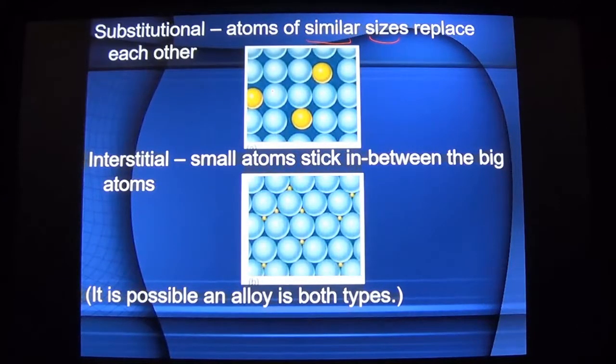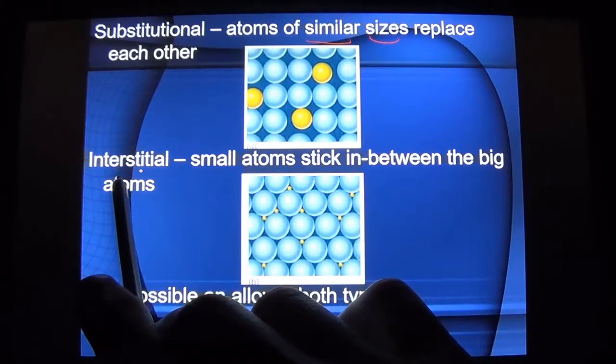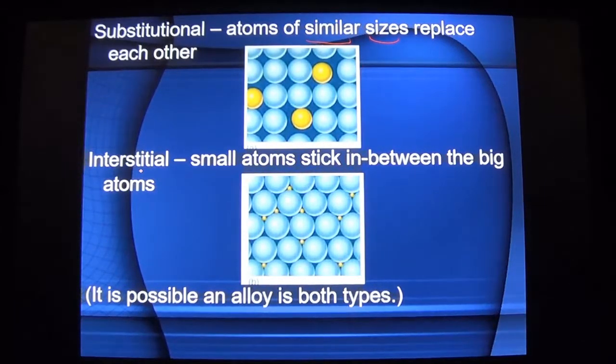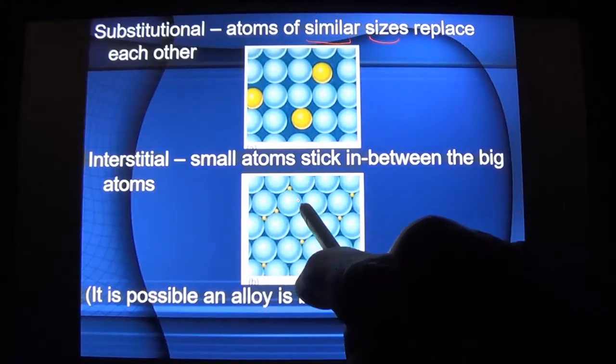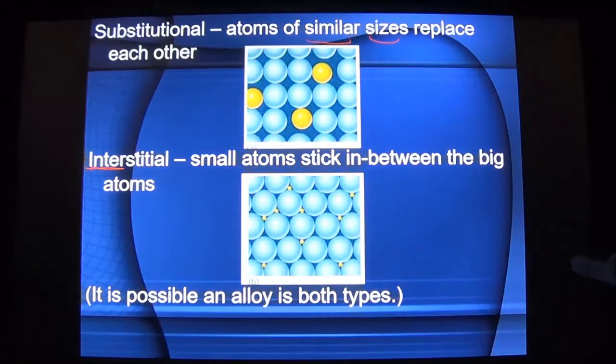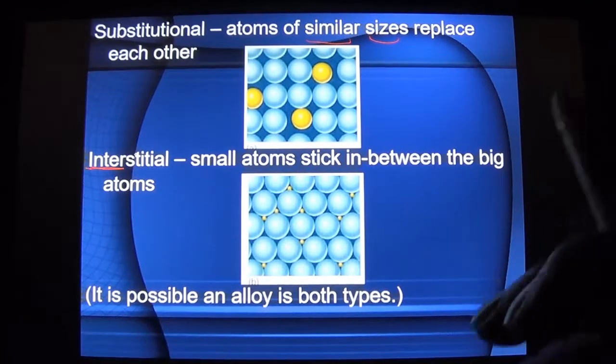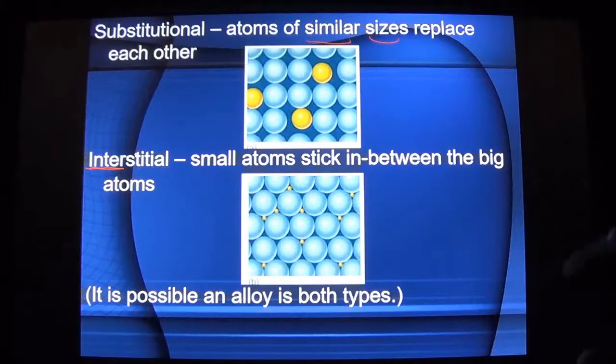Okay, what is the alternative? Well, interstitial is the alternative. That's where you have atoms of noticeably different size, so much so that the smaller ones can stick in between the bigger ones. That's the inter part of interstitial, between. Okay, and it is actually possible to mix metals that are similar and different in sizes and get a combination of the two. But there's only two names for it, so we'd say substitutional or interstitial, or both substitutional and interstitial. So those are the options.